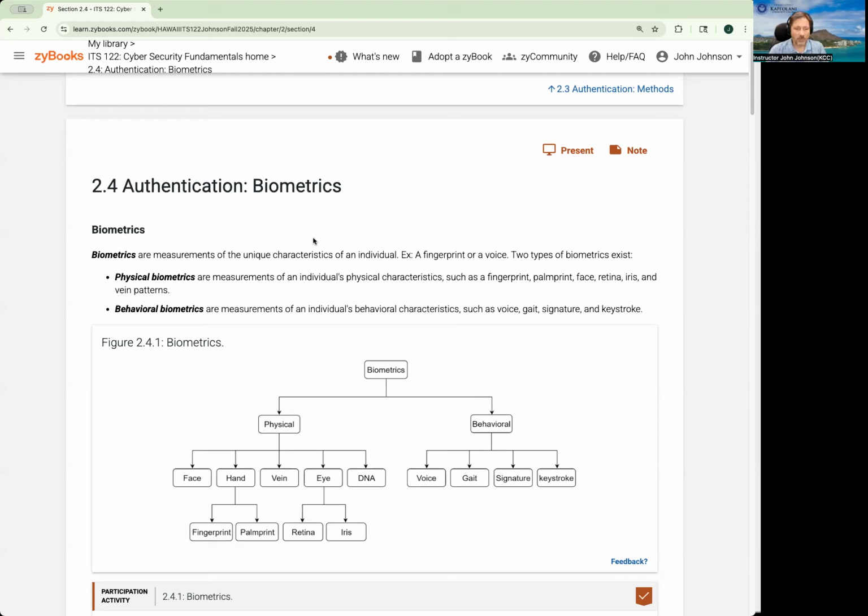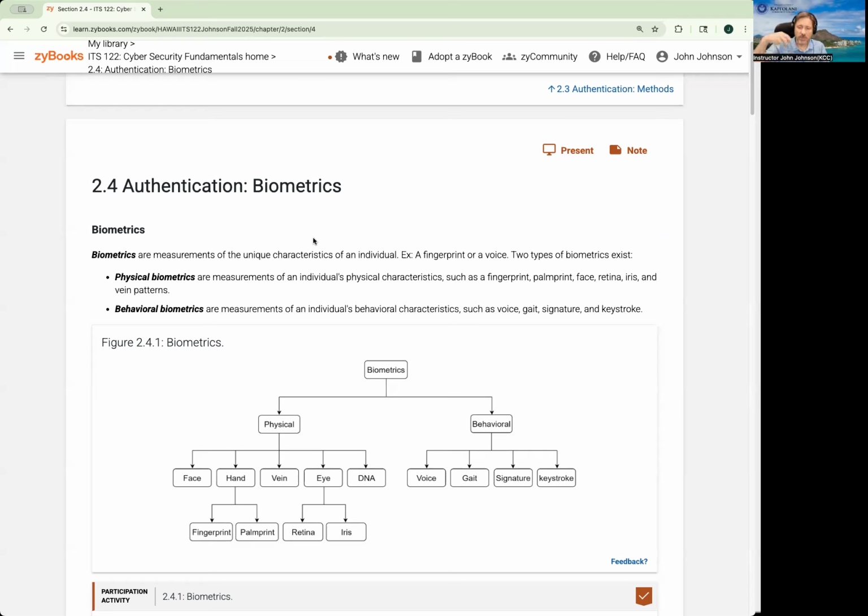Behavioral biometrics are going to be a little bit different, and that's going to be using your voice. I've heard of voice patterns. When you call in for certain phone services, they may have you say a certain phrase. And then when you call back in, instead of verifying account information, they can authenticate you just through your voice. So that's kind of cool.